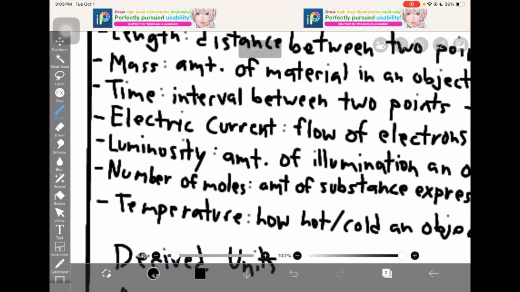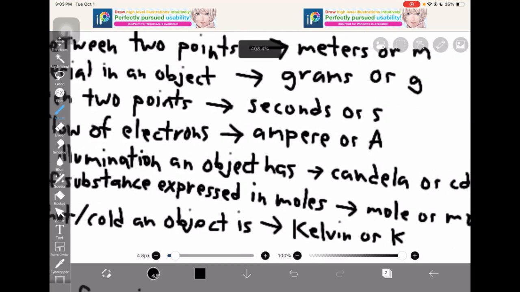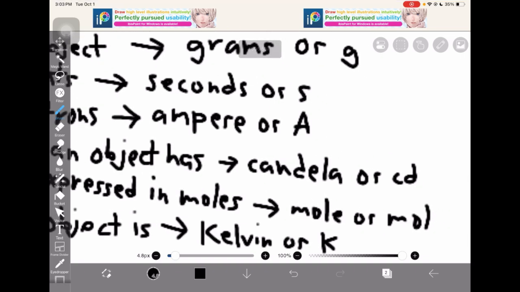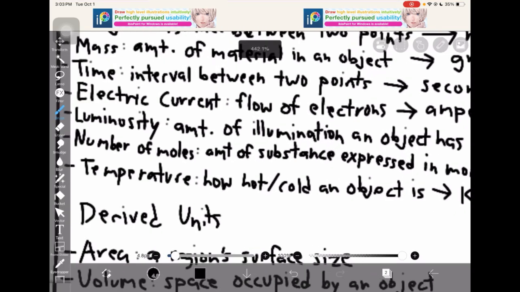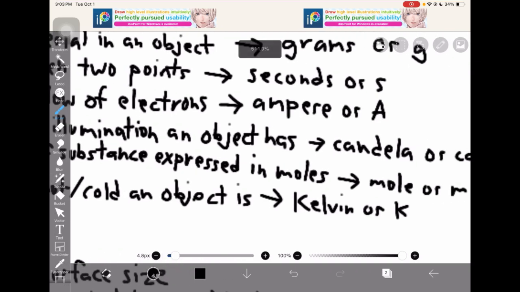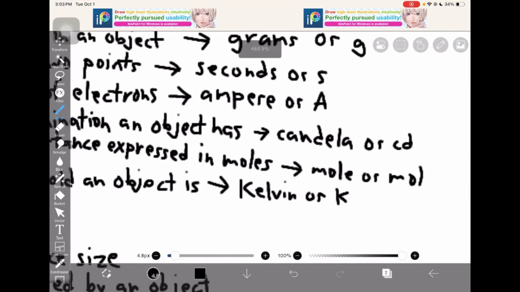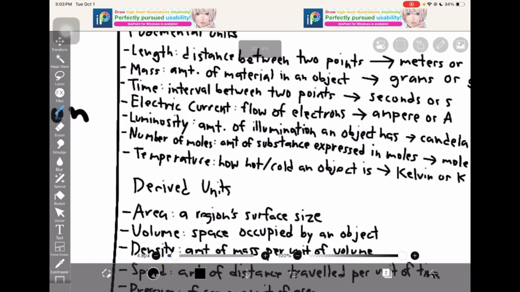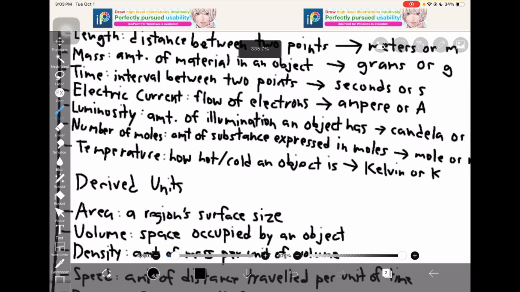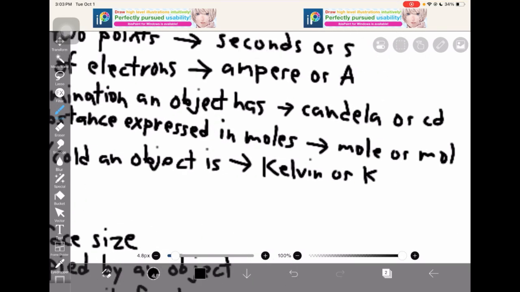Luminous intensity, but I just shorten it to luminosity, is just the amount of illumination an object has given, which can be expressed as candela, or lowercase cd. Number of moles is the amount of substance, expressed in moles. It's just mole, the word, or mol for short. Lastly is the temperature. It's how hot or cold an object is. It can be expressed as Kelvin, or K.